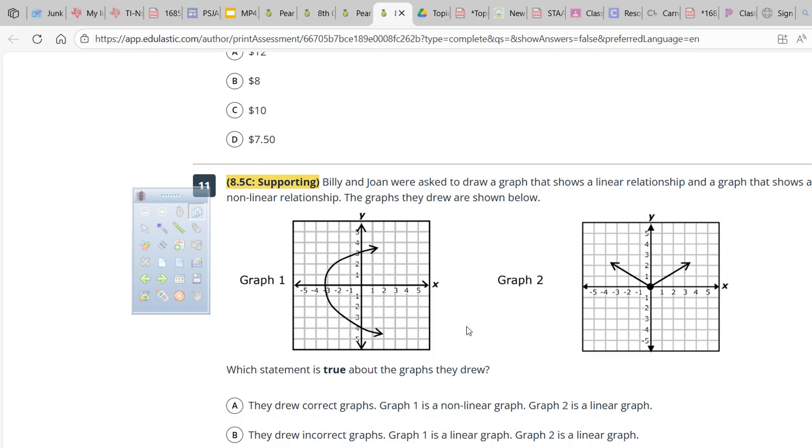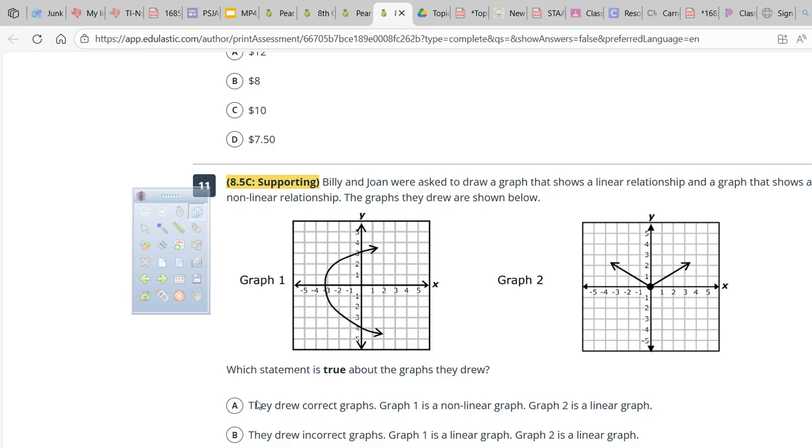Graph 2 is linear. Wrong. Incorrect graphs, because I like this one, because they are not. That one's not a linear relationship and a nonlinear. So both of them are nonlinear. Graph 1 is linear. It is not linear. That's not linear at all. And that's wrong. They drew correct. They're both incorrect.